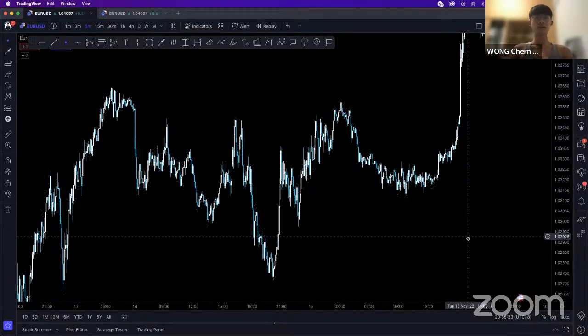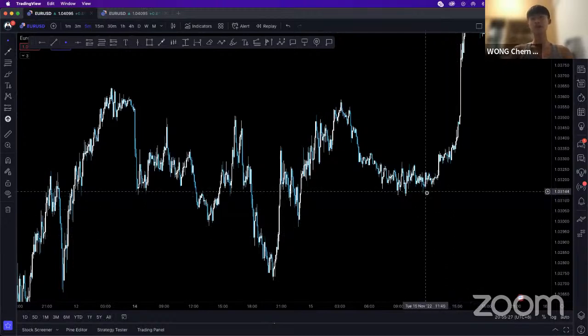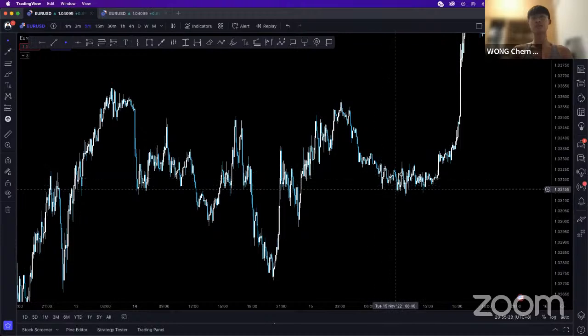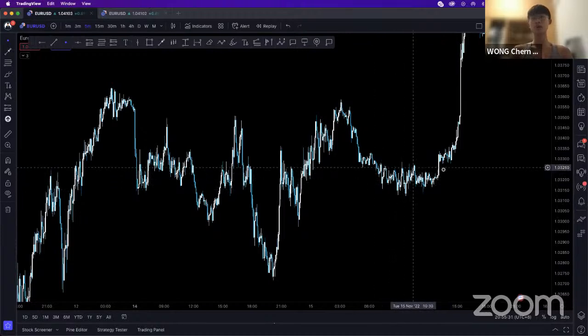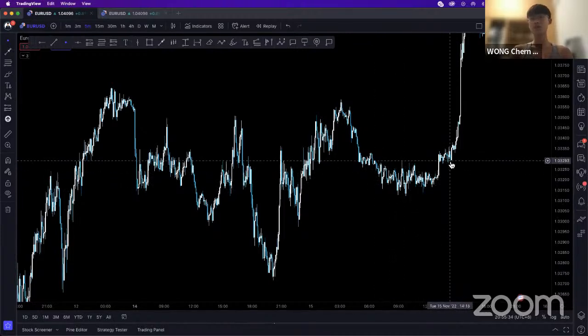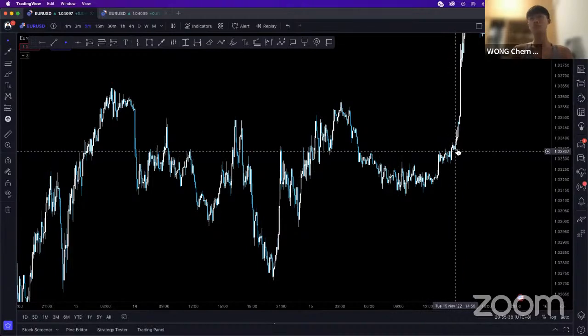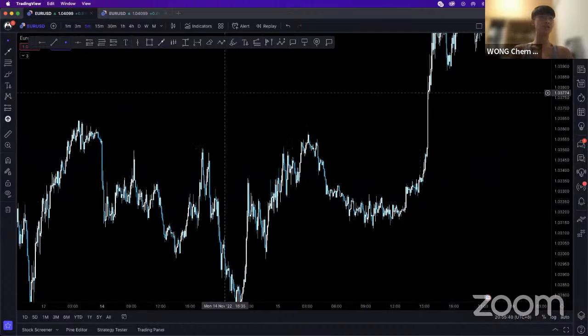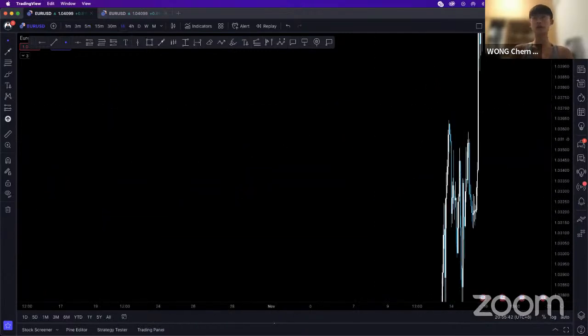So it was a trade that was entered in the Asian session, as you can see, and that's why there was very slow movement and ranging all the way until London came, or pre-London came, at about 2 p.m., 3 p.m. So that was the trade recap for the trade that I've taken.